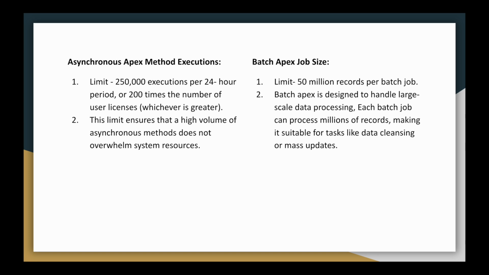Then we will talk about batch Apex job size. We have a limit of 50 million records per batch job, but we divide these records into chunks of data. So we run 200 records at a time, but we can run 50 million records per batch job. Batch Apex is designed to handle large scale data processing because of this limit of 50 million records, and each batch job can process millions of records, making it suitable for tasks like data cleansing or mass updates.